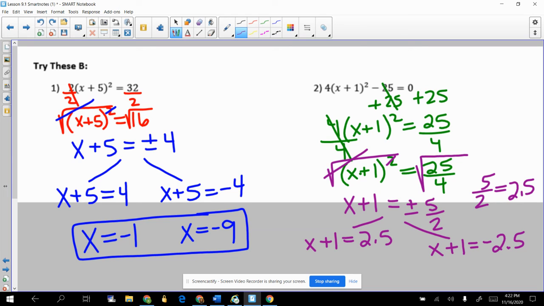So I would subtract 1 over and get x equals 1.5, or in other words, 3 halves if you wanted to write it that way. That's one of your solutions. And then the other one, you're going to subtract 1 over, and negative 2.5 minus 1 is going to be negative 3.5, or a negative 7 halves if you wanted to keep it as a fraction. Either way would be totally fine, decimal or fraction.